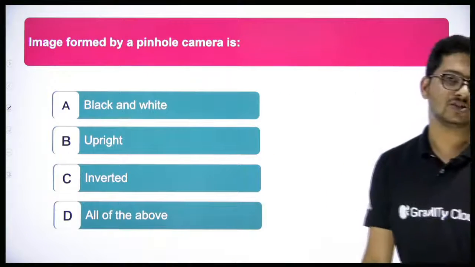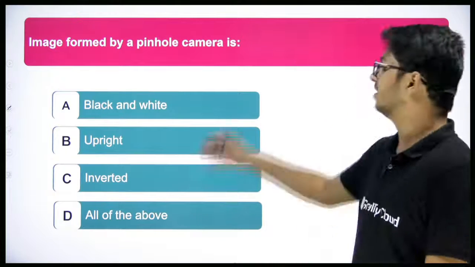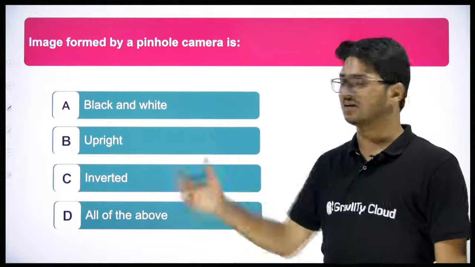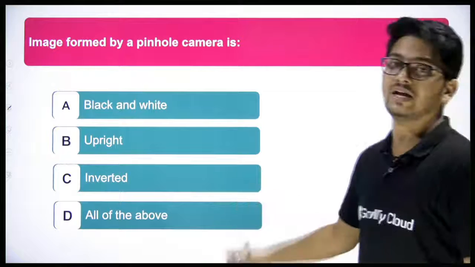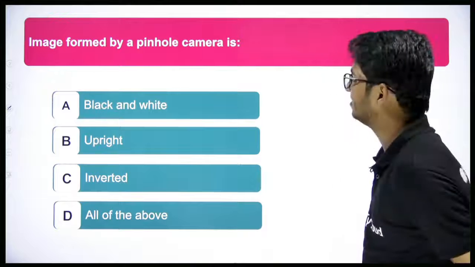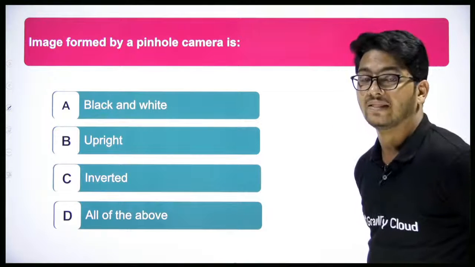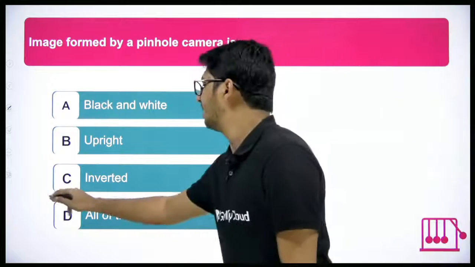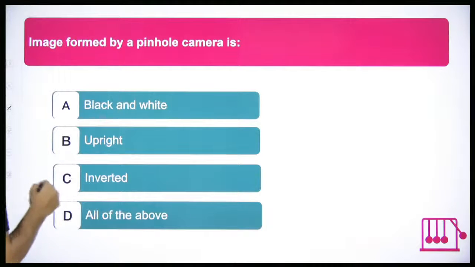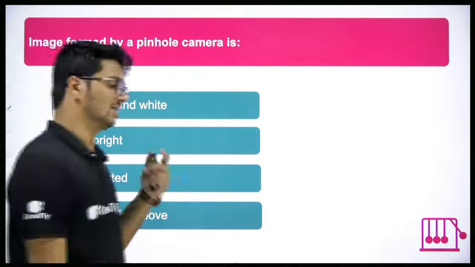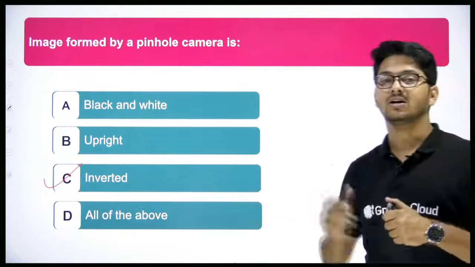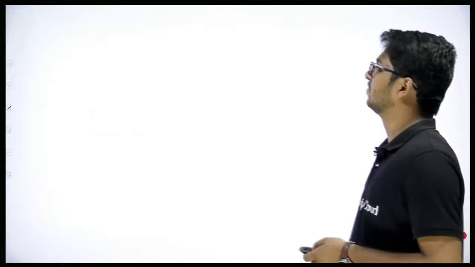So let's go into a few questions then. There's one question here. Image formed by a pinhole camera is black and white, upright, up is up and down is down, that's upright, erect, inverted, or all of the above. What do you think is the answer? The answer will be, image formed by a pinhole camera is inverted. Not black and white, no. Why? Because it is colorful. Upright, no, it is not. It is inverted. So A and B are wrong, C is correct, and obviously D will be wrong in that case. Okay, good.